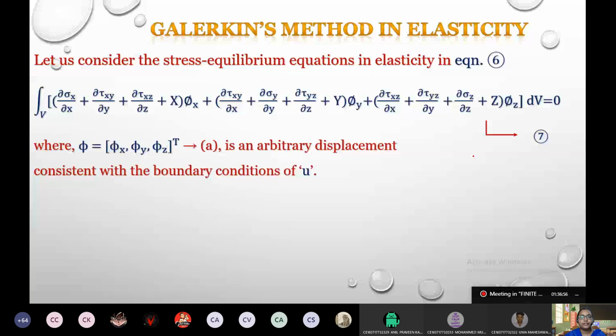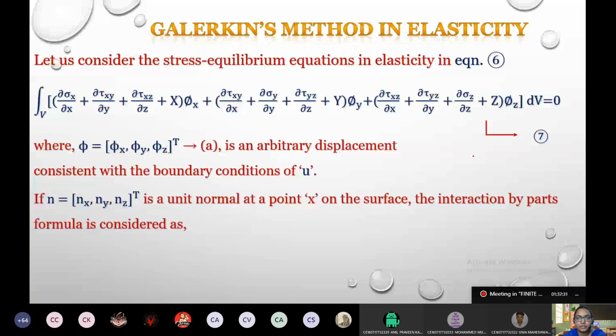Right, here we have phi_x, phi_y and phi_z terms. Now what is that? Matrix phi is an arbitrary displacement consistent with boundary conditions of U. I said weighting functions, when we are taking them, are consistent with the boundary conditions used for the displacements U. Now, taking these stress equilibrium equations into account, we have equation number 7.